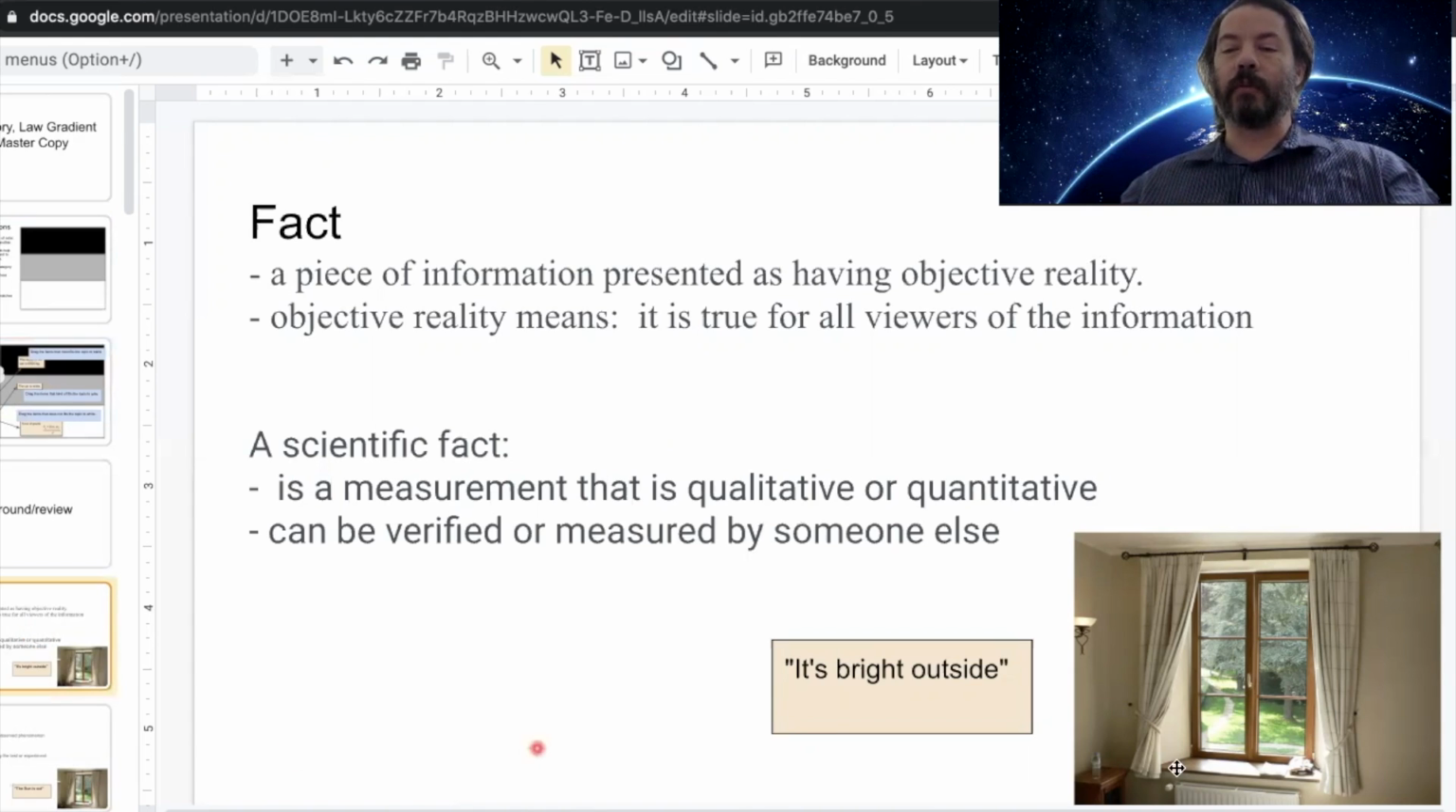For example, the example from our video that we watched last week: if it's bright outside, that's a statement of fact. We could say it's bright outside. And if you had a light meter, you could actually give a number to that with a unit of measurement.